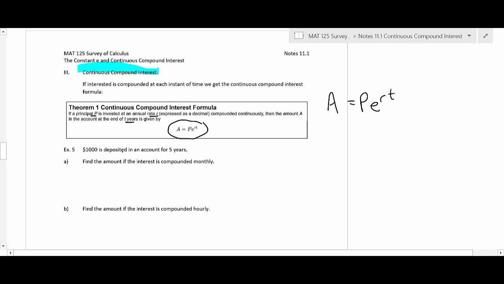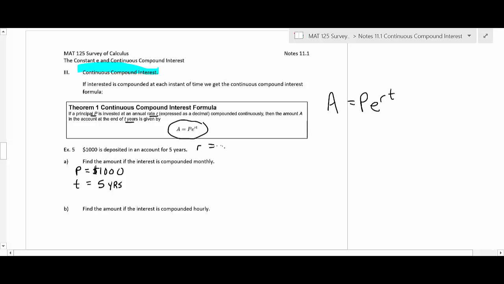Now, we're not going to get infinite answers. We're going to get something finite. So in this example 5, we're going to use the continuous compound interest formula. The principal is 1,000, the time is 5 years. I may not have given you an interest rate on there. Find the amount if the interest is compounded monthly. I forgot to type that on there.